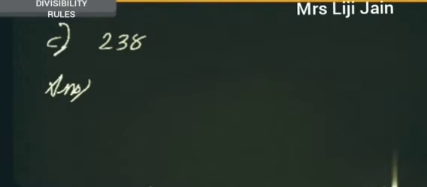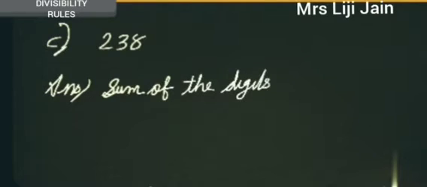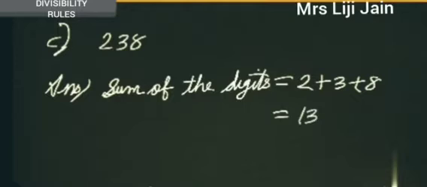So what we have to do for checking whether it is divisible by 3 or not? What has to be done? Yes, finding out the sum of the digits, isn't it? Find out the sum of the digits. Which are the digits in 238? 2, 3 and 8. So the sum of the digits is equal to 2 plus 3 plus 8. 2 plus 3 is 5. 5 plus 8, what is 5 plus 8? Yes, 13.